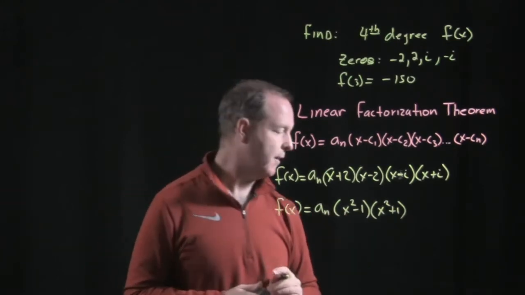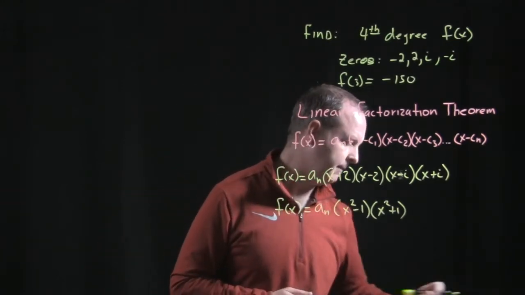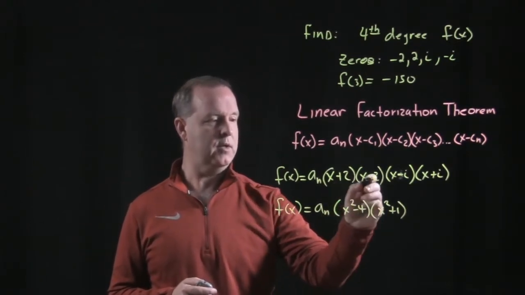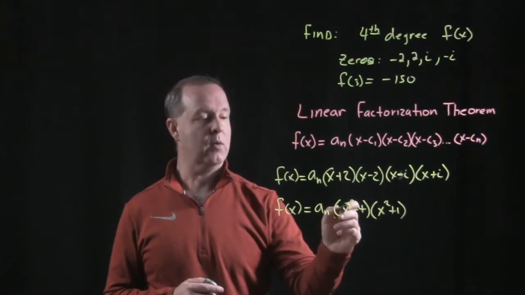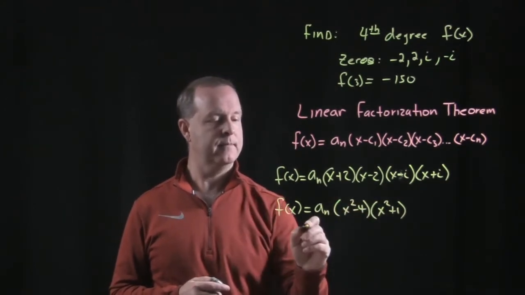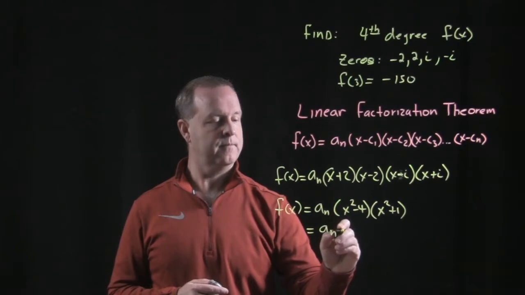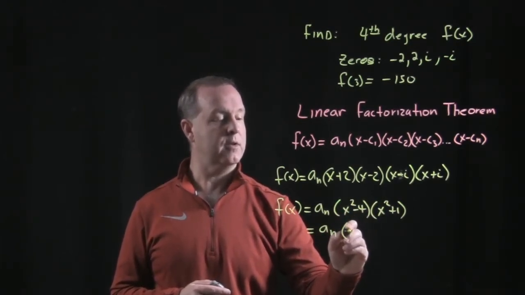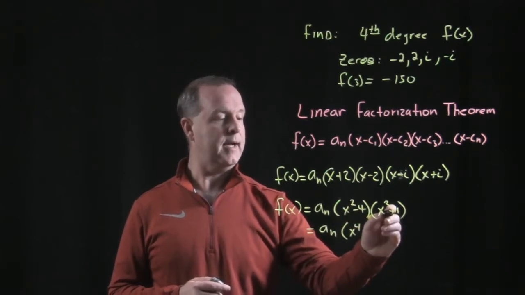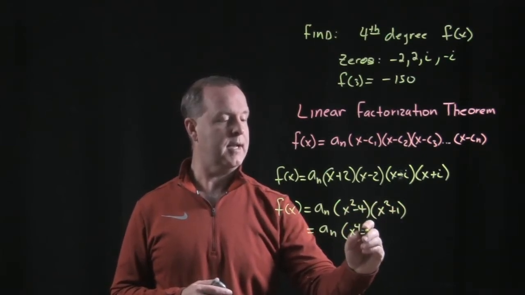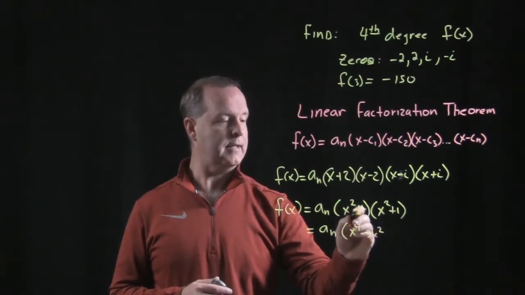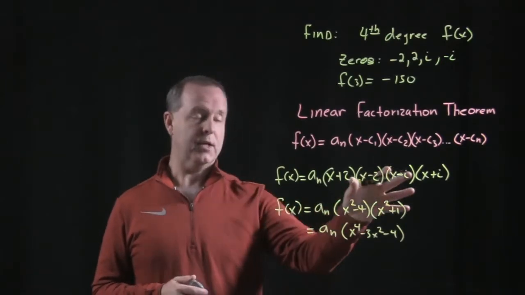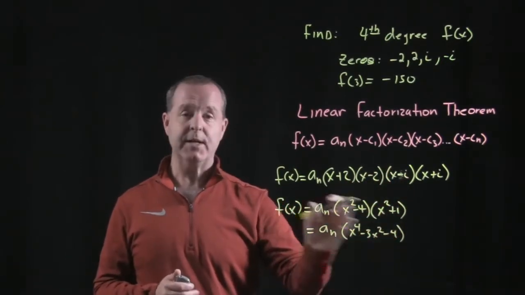I can multiply both of those together. Yeah, sorry, there's x squared minus a 4 right there, isn't there? 2 and a 2. I was jumping ahead. x squared minus a 4, x squared plus a 1. And so x squared times x squared gives me x to the 4th. Last, I have an x squared plus a -4x squared gives me a -3x squared. And last term times last term gives me a -4. All right, I took all the factors and multiplied them all that I could.